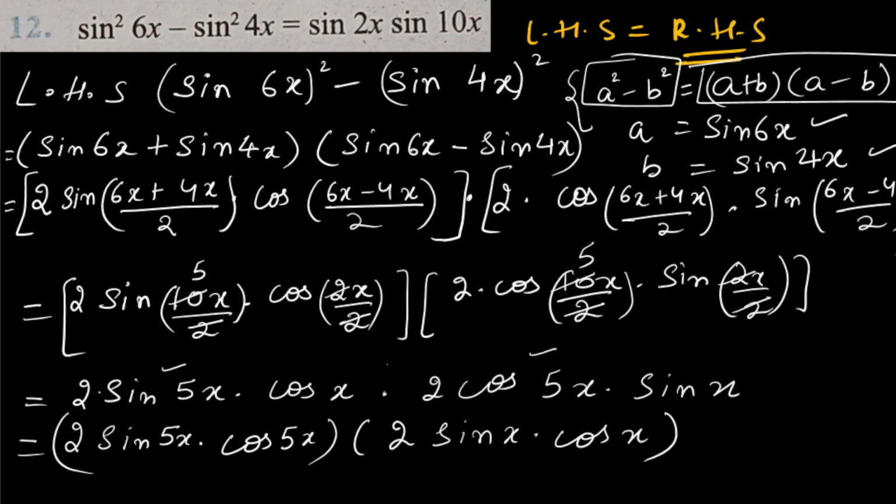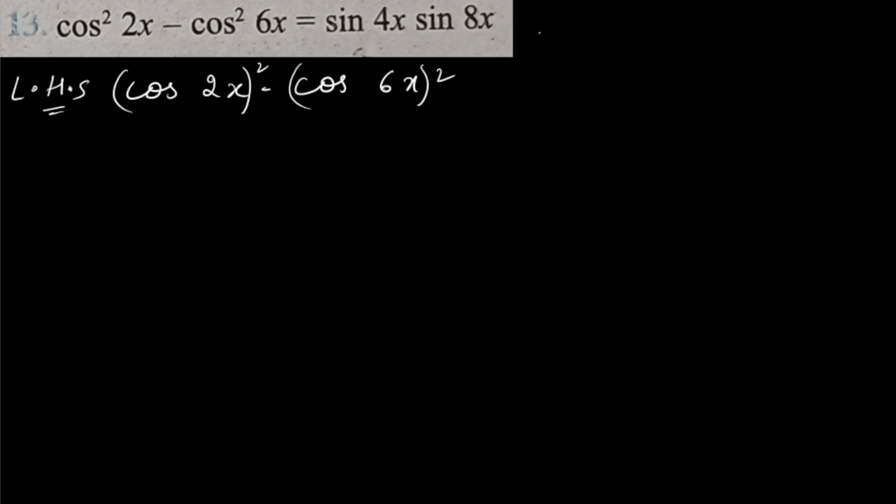This is question number 12. Let's do the next question, which is again a very similar type of question. If you see the left hand side of this one, it is cos square 2x minus cos square 6x. So the same way we have to start like we did the previous one. Here the given form is a square minus b square, because a square on the trigonometric function I can write as a whole square also. So this is given to me as a square minus b square.